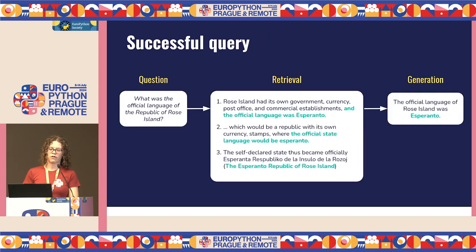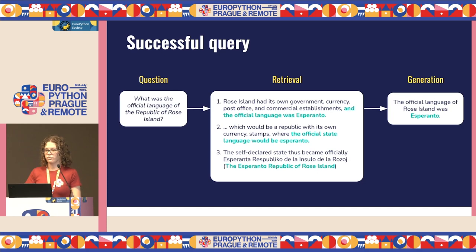This is an example of a successful query that you can do with RAG. So for example, let's ask a question that normally ChatGPT doesn't know out of the box. For example, what was the official language of the Republic of Rose Island? Also, I suppose most of you don't even know the answer to this question, so you cannot just double check for yourself.